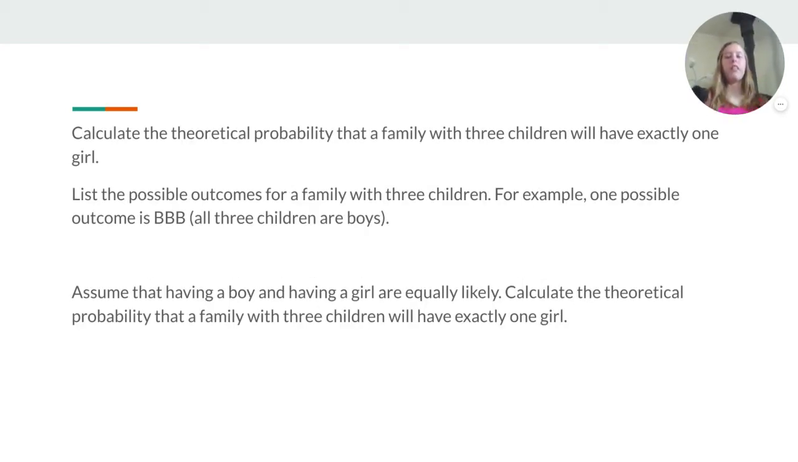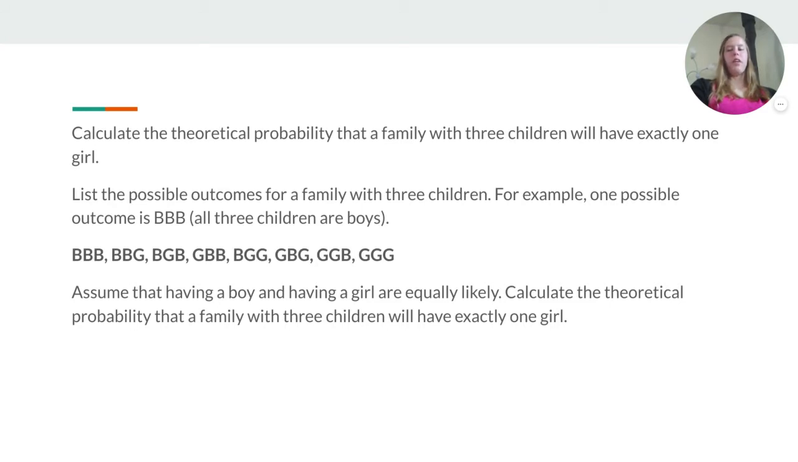Okay, next, calculate the theoretical probability that a family with 3 children will have exactly 1 girl. So list the possible outcomes for a family with 3 children. For example, one possible outcome is BBB, all boys. So we have BBB, BBG, BGB, GBB, BGG, GBG, GGB, GGG. Wow, that was a lot.